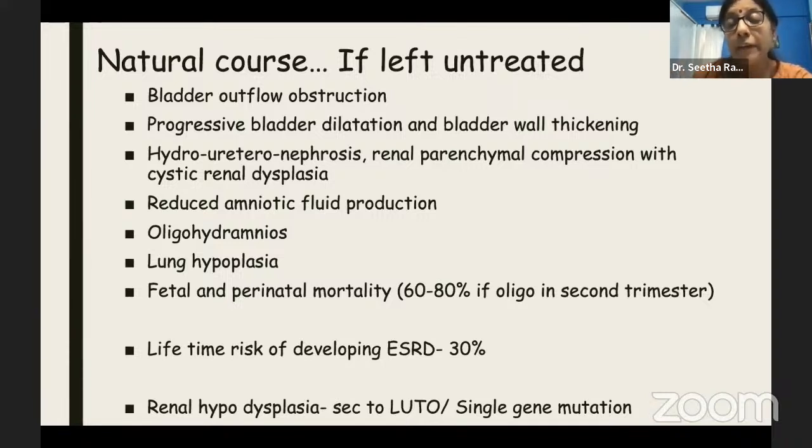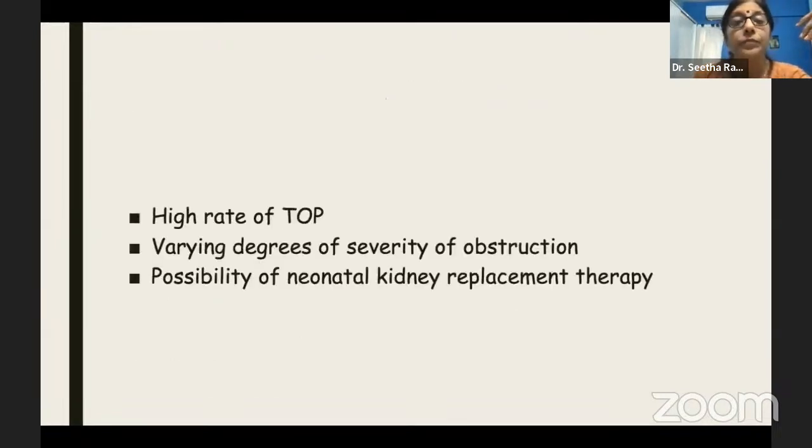And the risk of developing end-stage renal disease in these fetuses is almost up to the range of 30%, which is actually not very predictable antenatally. That is the worry here, that whatever we do, whatever we see, even if the liquor volume is normal, are we actually able to predict whether these kidneys will function normally later on? And yes, they've also seen that renal hypodysplasia can be secondary to LUTO or single gene mutations and nonsense mutations, like in some genes like the BCN2 gene, as some have described.